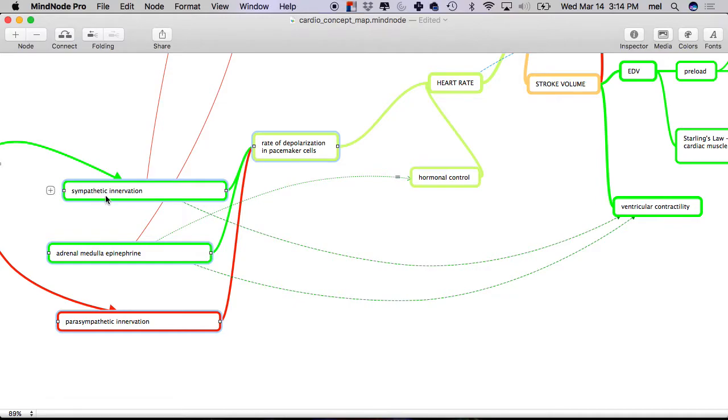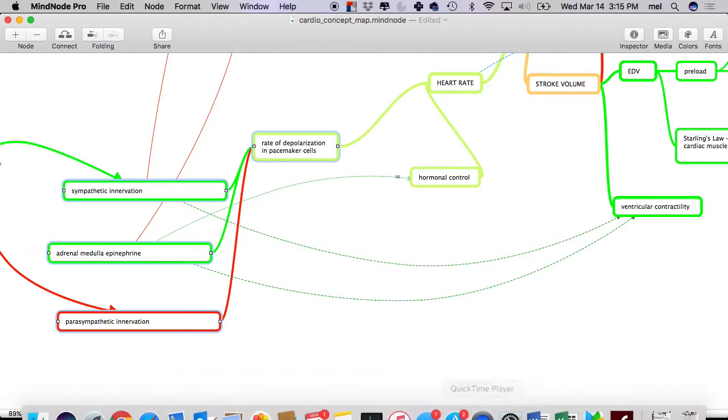Either way, what do sympathetic innervation or epi as a hormone do to the rate of depolarization? Increase it. That's why they're green. And what do they do to the heart rate? They increase it. What does parasympathetic innervation do to your heart rate? Decreases it. That's why it's red. Yes, got it? And it doesn't actually have any impact on hormonal release. It doesn't actually release a hormone with the parasympathetic nervous system.